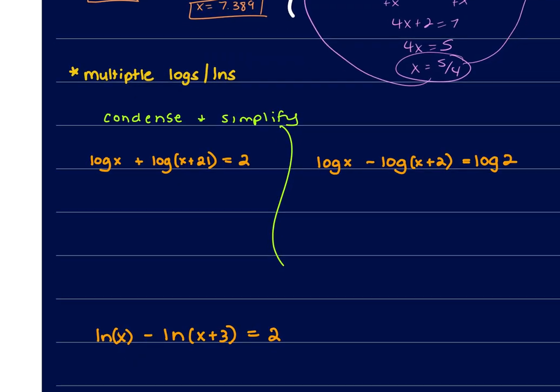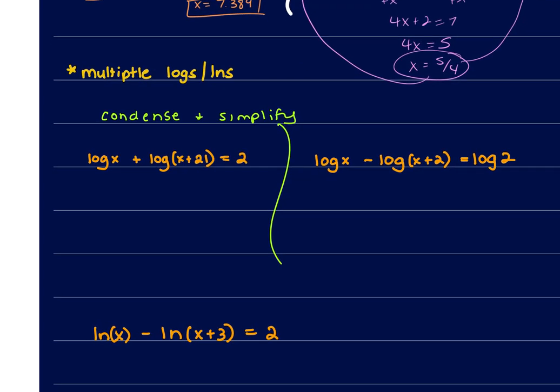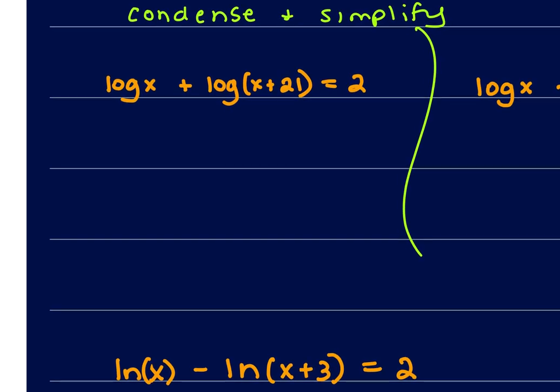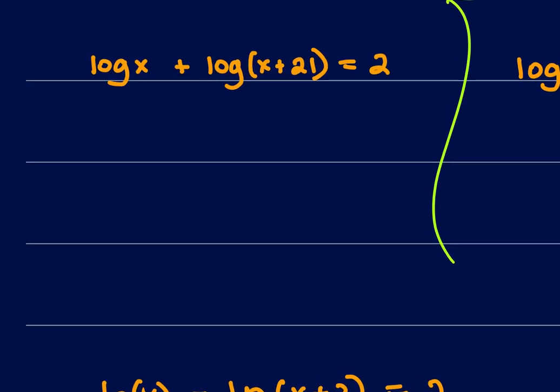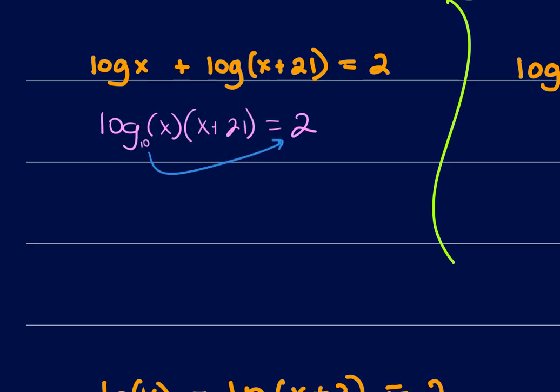Okay. Then came if there's multiple logs on one or both sides of your equal sign. So if there's multiple logs, the first thing we're going to do is condense it down. For this first example, it's a sum, which means what when I condense? Multiplication. So this is log of x times x plus 21 equals 2. And when you condense this time, you only get one log. So I'm going to now convert it to exponential. This would be log base 10. So the 10 picks up the 2.